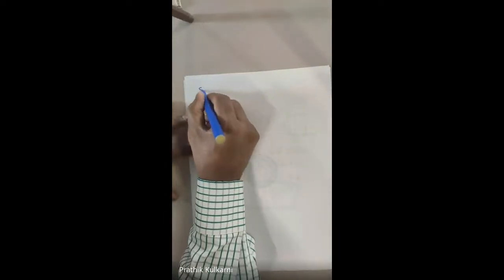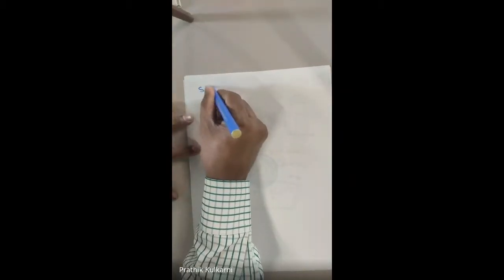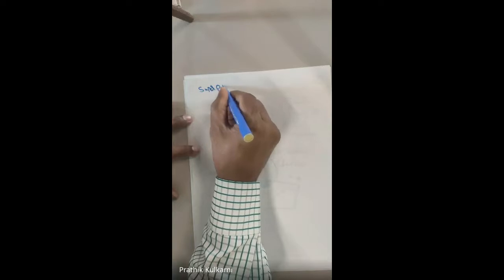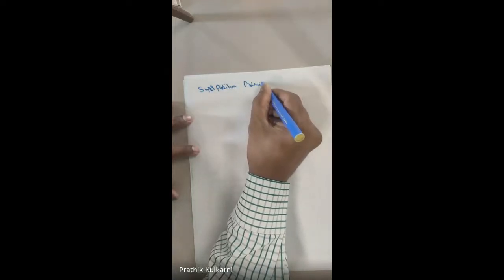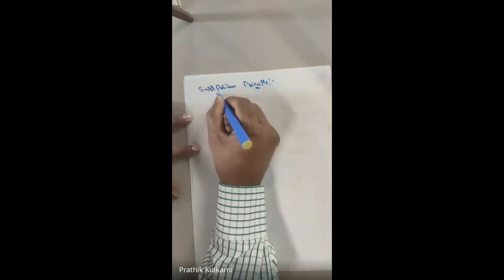Now we will go with our next concept. So the next concept here is again the superposition principle. What do you mean by superposition principle? Can anyone tell me? Superposition principle. What do you mean by superposition principle?